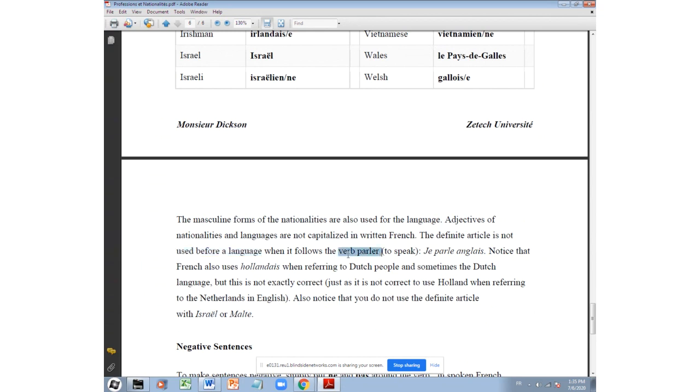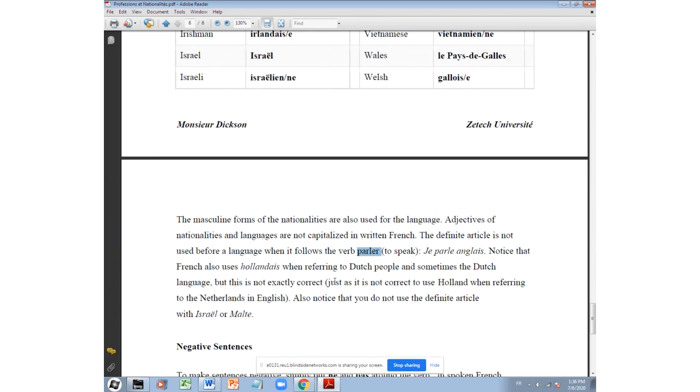This verb you are going to see because the next topic is about the first group verbs. So you can say, je parle anglais, I speak English. Je parle français, I speak French. Je parle Swahili, I speak Swahili. So please note that the article never accompanies what? The verb.